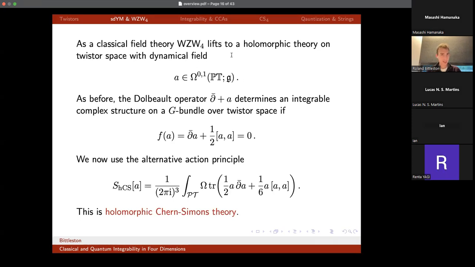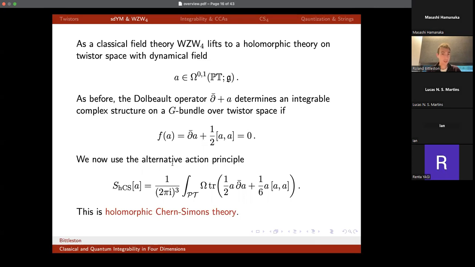So classically, again, this lifts to twistor space. The dynamical field on twistor space is a partial connection, but now there's no Lagrange multiplier field. Of course, the field equations of this action are related to the self-dual Yang-Mills equations. So we certainly want the equations of motion of our action to impose the integrability of this d-bar plus a operator on a G-bundle.